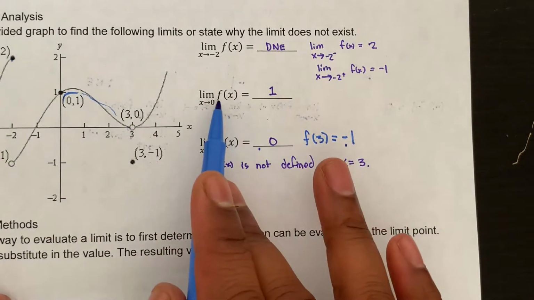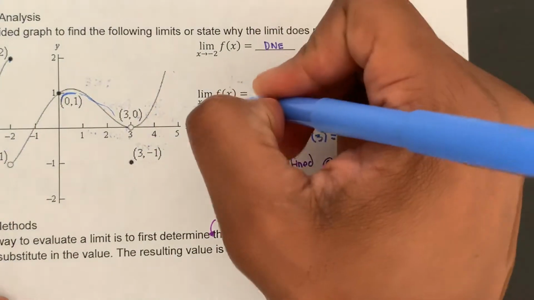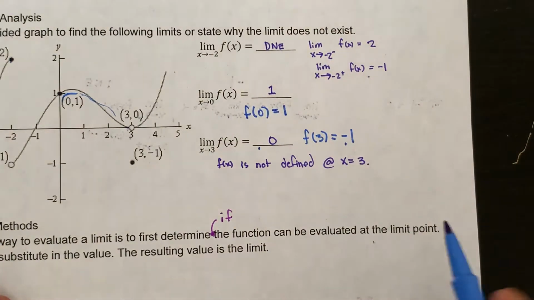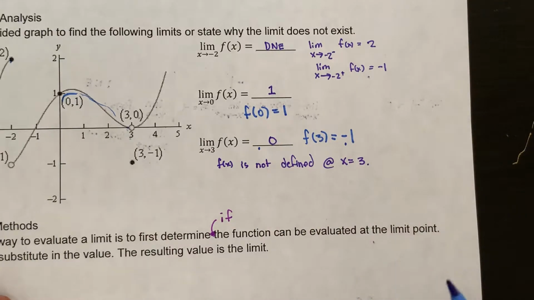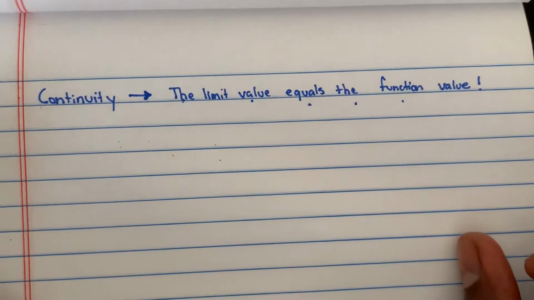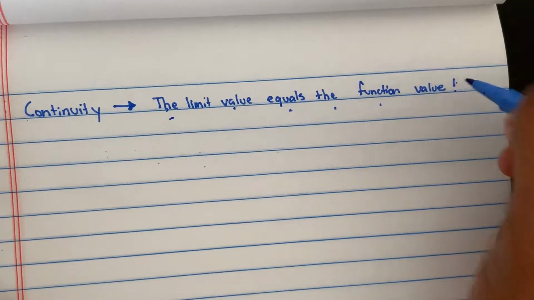Now, if we look at the case of when x is 0, the limit as x approaches 0 is 1, and we also know that f of 0 equals 1. So look at this one: 1 equals 1, so the limit and the function value are the same, and that's how we know a function is continuous. The limit value equals the function value. Let's jump into the notes that we did in class today.